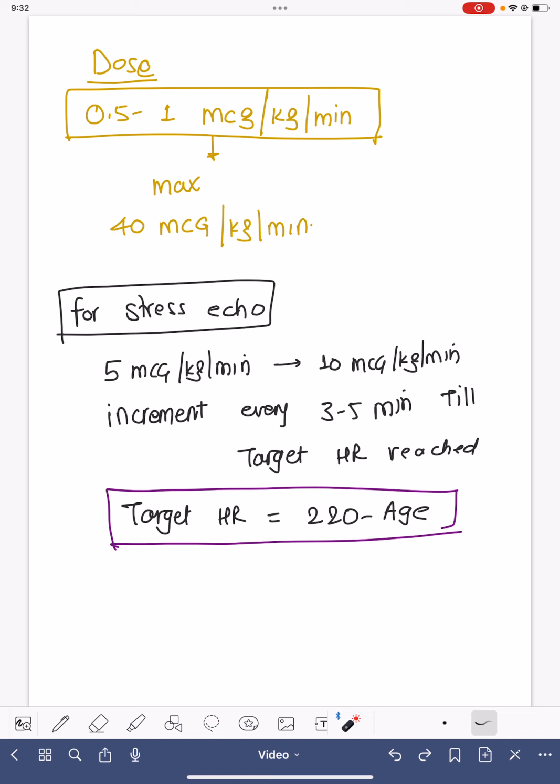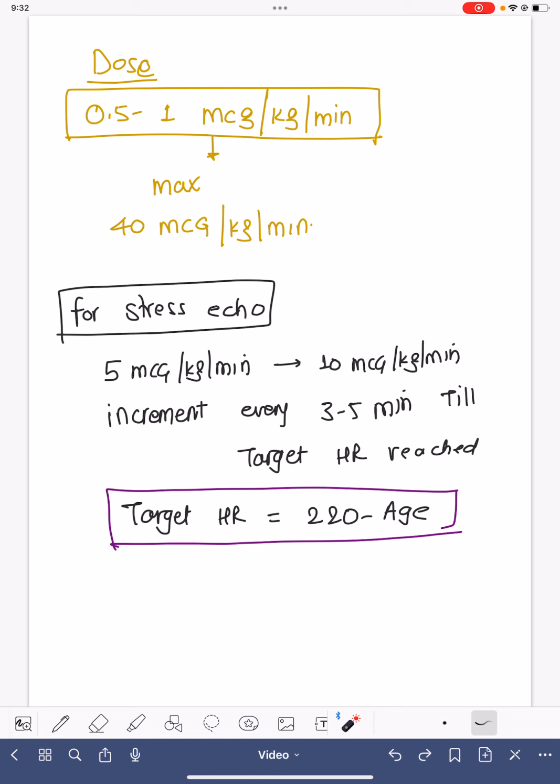We must know that as we do TMT, that is the treadmill test, where we ask the patient to run, walk, and we achieve the target heart rate. What is the target heart rate? It is always 220 minus age. So if age is 40, the target heart rate is around 180. So we ask the patient to do physical activity till the target heart rate is achieved, and we see ECG changes, or we see whether the patient develops any symptoms or not.